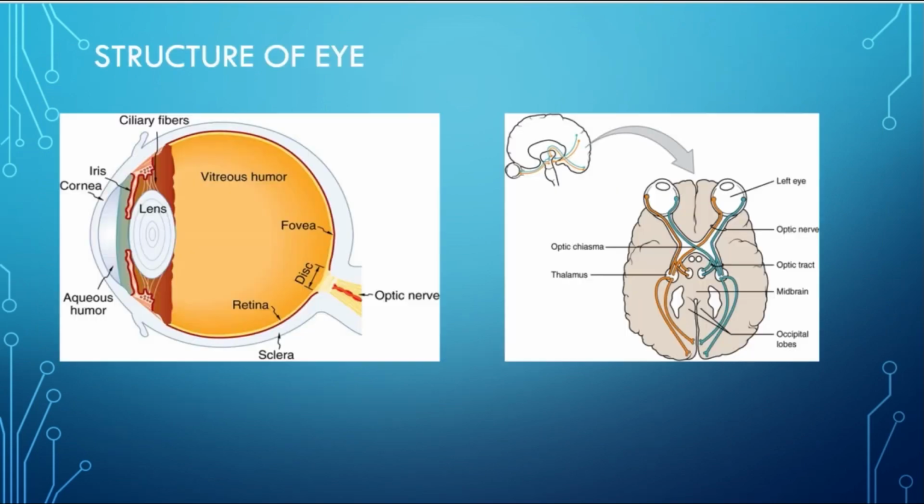At the center of the retina, we find a small depression called the fovea. The fovea is densely packed with cones and is responsible for our sharpest vision. It allows us to focus on fine details, such as when reading or examining intricate objects.